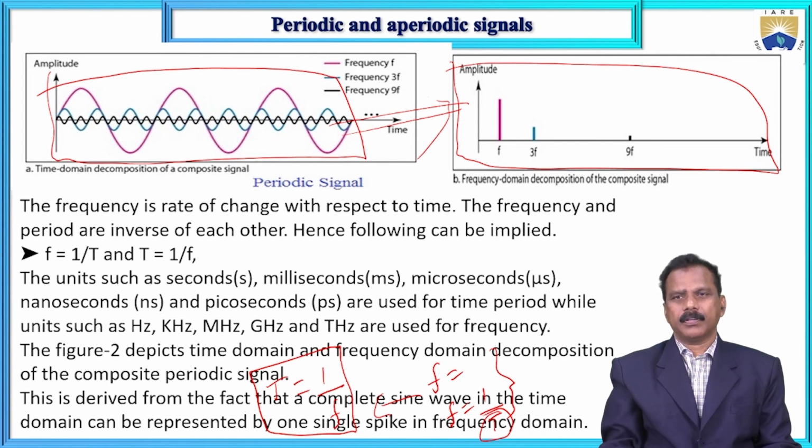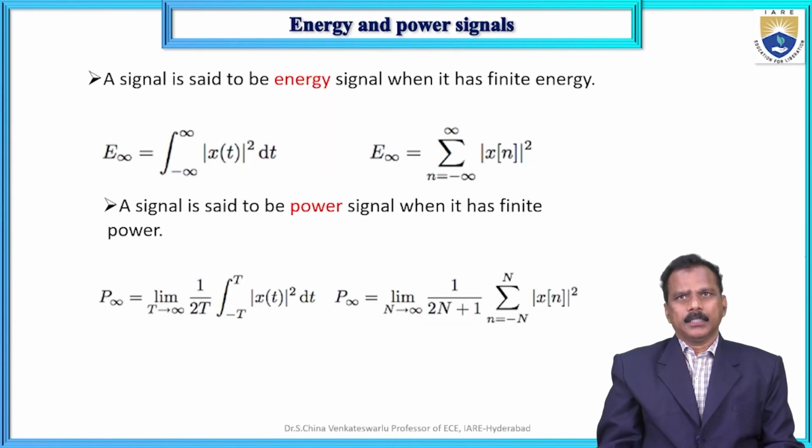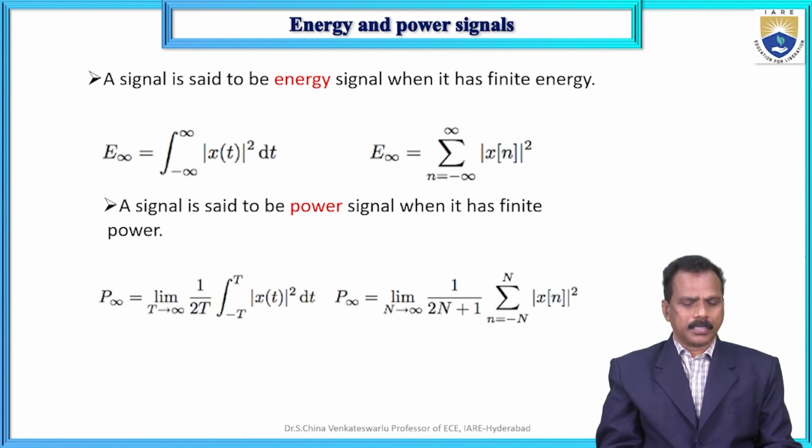We will observe the merits and demerits in terms of manipulation of the signal and digital signal processing applications. Now coming to energy and power signals. A signal is said to be an energy signal when it has finite energy. Mathematically, the energy E infinity is equal to the integral from minus infinity to plus infinity of mod x of t squared dt.